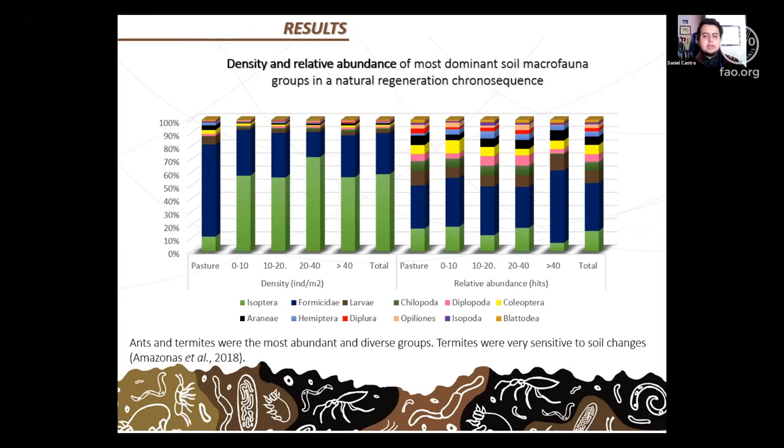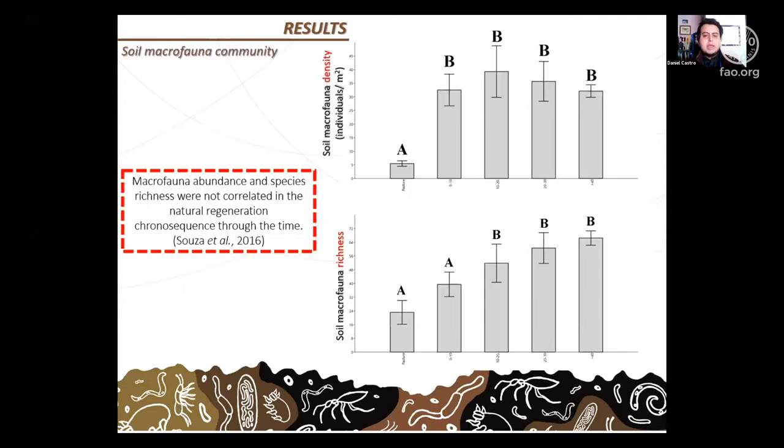The density showed a big difference between termites and ants, being the two most dominant groups in density. But in abundance, other groups had importance, such as Coleoptera, Chilopoda, Diplopoda, and spiders. Soil macrofauna species richness increased with the age of restoration regeneration. There was a significant difference in successional forests older than 10 years compared with the early successional ages.